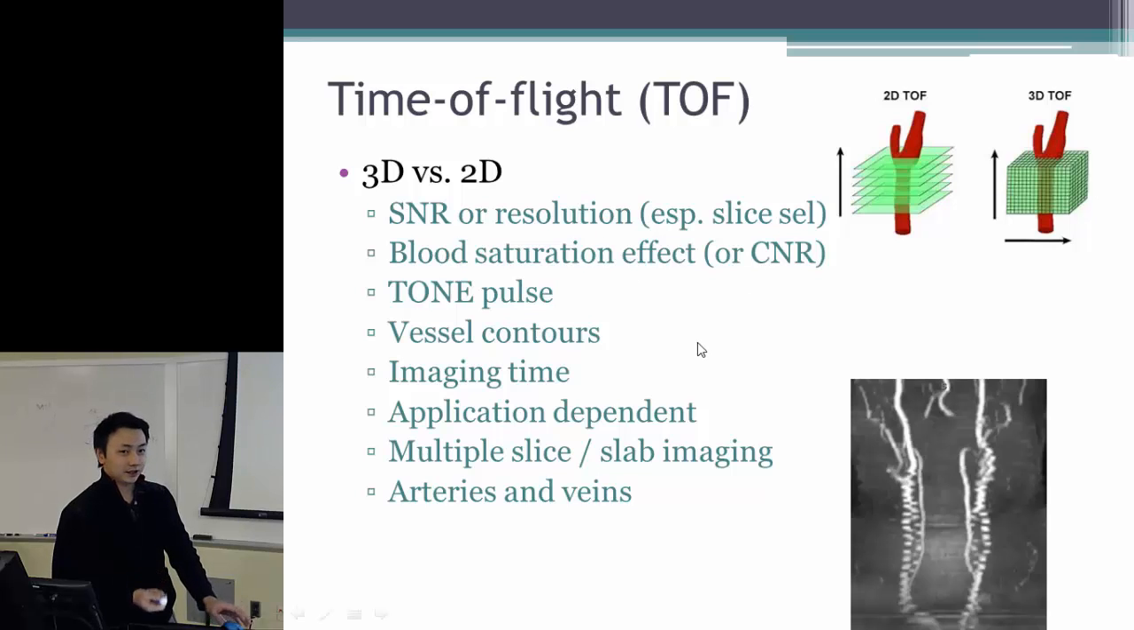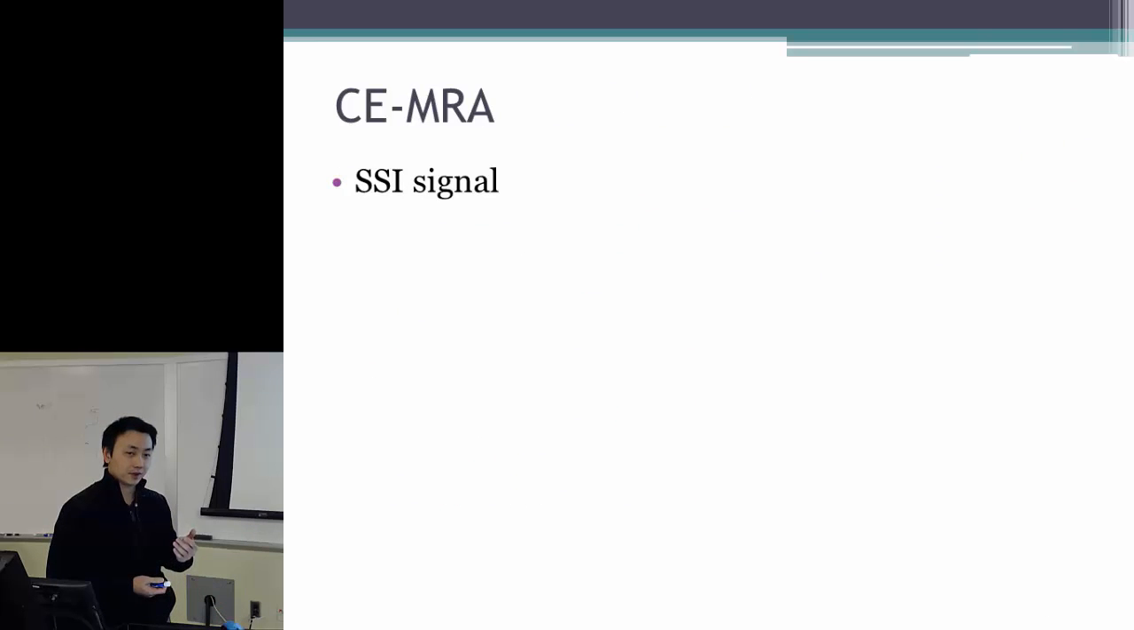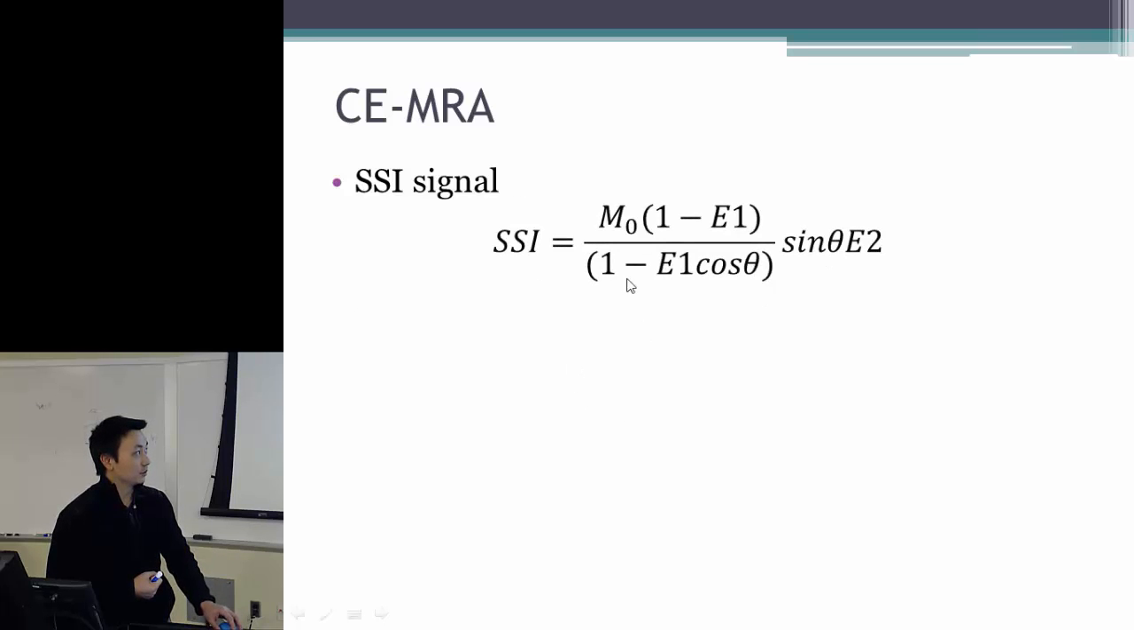Time-of-flight MRA is a bright blood technique that is dependent on the flow of the blood. But on the other hand, if we apply a contrast agent that can reduce the T1 of the blood, it can become a flow-independent method to image the vessels. So let's review the SSI signal.